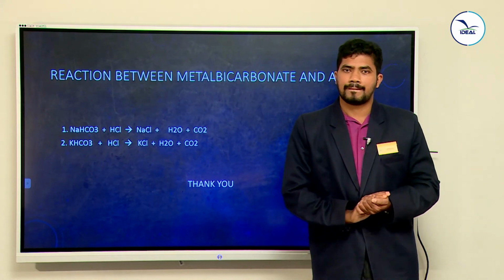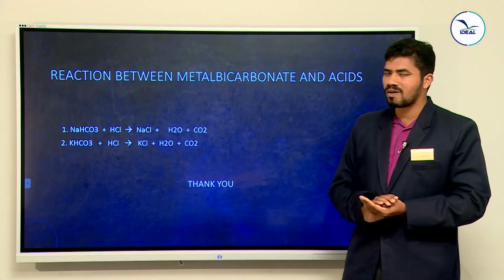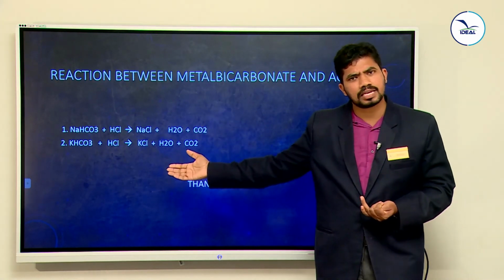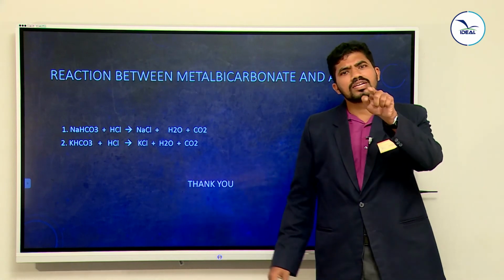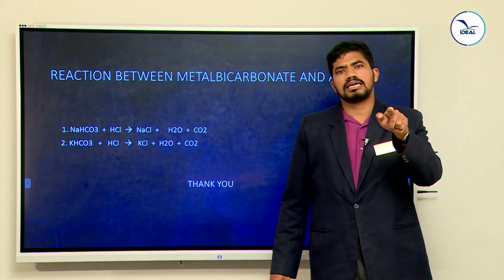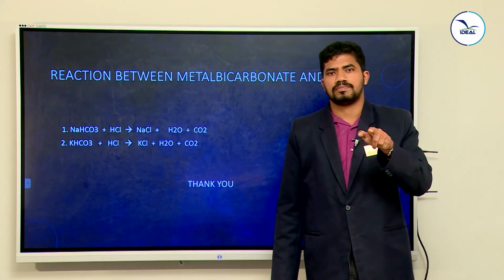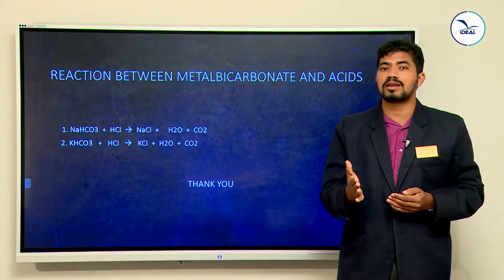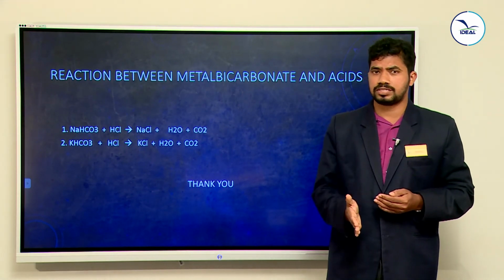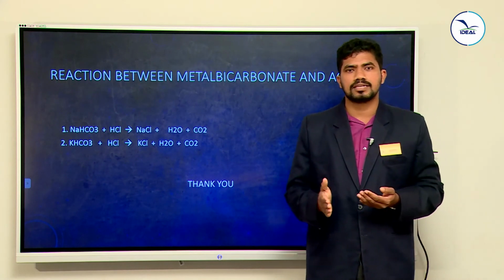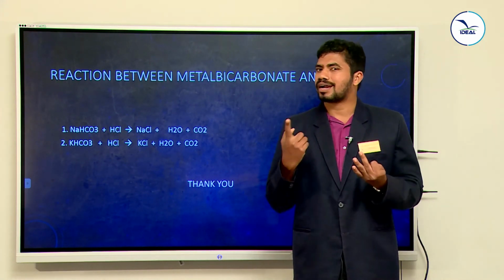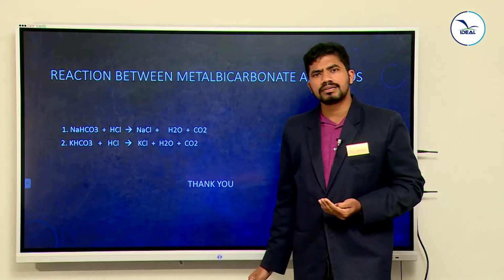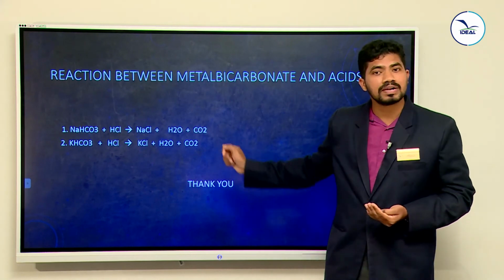What will happen? You will get salt, water and carbon dioxide. The same result is happening. Whatever you see after the reaction between metal carbonate and acid, the same reaction is happening here also. Instead of metal carbonate, if you are taking metal bicarbonate, definitely you will get salt, water and carbon dioxide. See, we have sodium chloride, we have water, we have carbon dioxide.